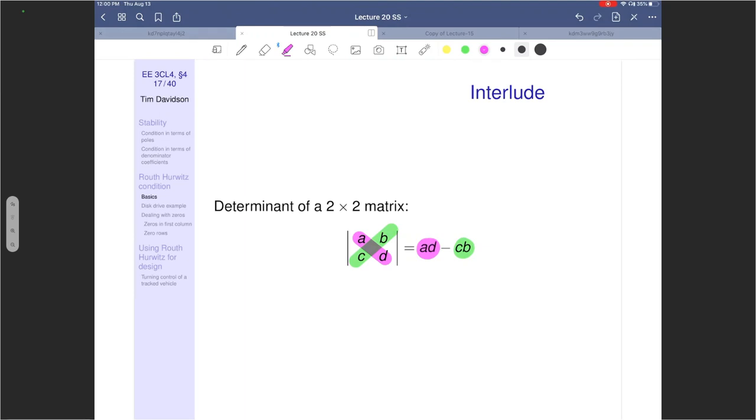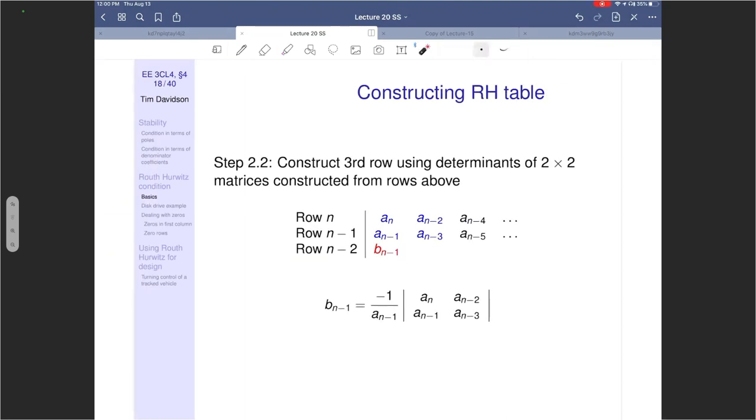We will need this over here. So how do you find Bn minus 1? For Bn minus 1, I'm going to use negative 1 divided by An minus 1 followed by the determinant of this matrix whose elements are highlighted in blue.